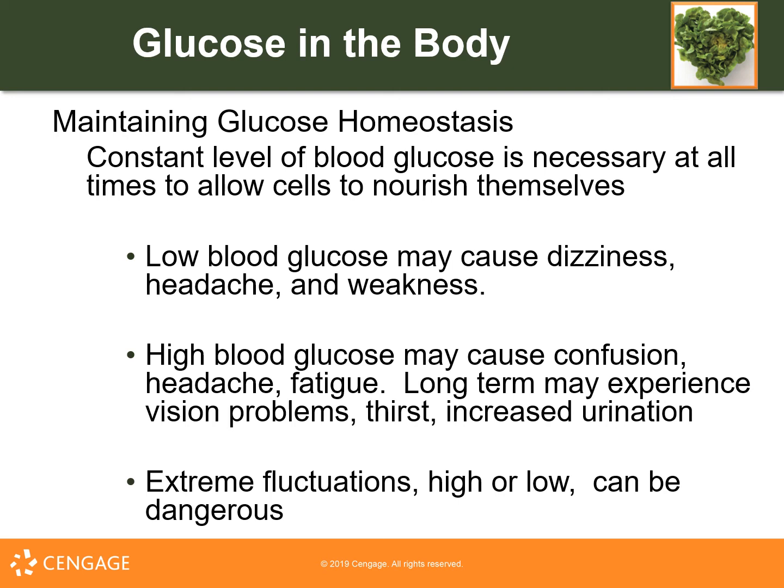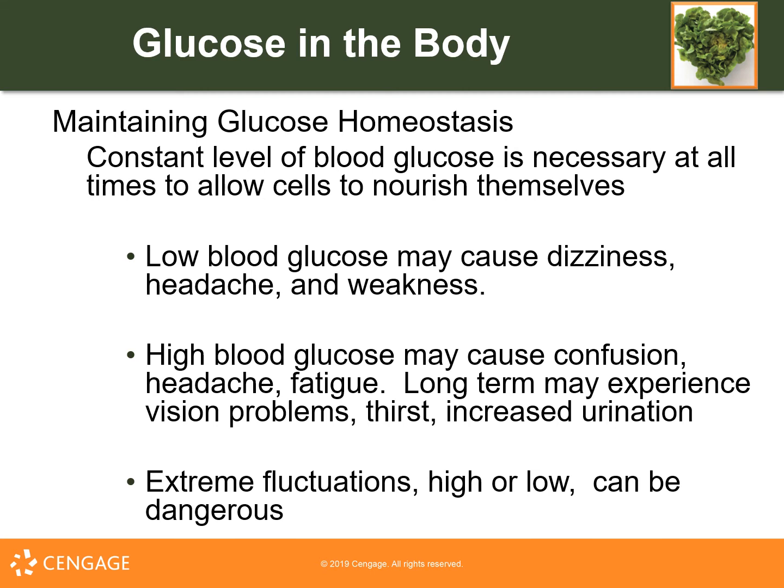Glucose in the body. Maintaining glucose homeostasis. A constant level of blood glucose is necessary at all times to allow cells to nourish themselves. Potential issues if we don't maintain glucose homeostasis include low blood glucose, which may cause dizziness, headache, and weakness. High blood glucose may cause confusion, headache, fatigue, and long-term may experience vision problems, thirst, and increased urination. Extreme fluctuations, be it high or low blood glucose, can be dangerous.